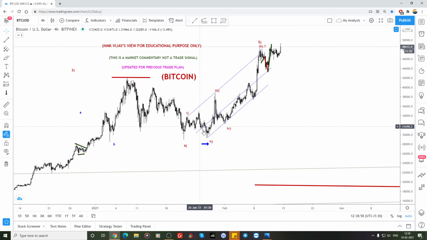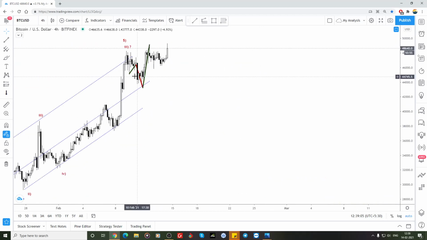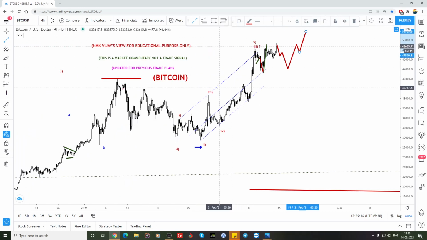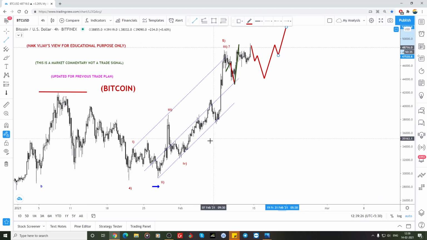Sometimes this could again be a diagonal triangle, meaning A B C is a 1, A B C as a 2, A B C as a 3, A B C as a 4, or the 4 is still in play. After that, one more three-wave structure will be ahead. So the whole thing, see, this is also well 1, 2, 3, 4, and 5. If it breaks the high, what I expected, this is a 1, 2, 3, 4, 5. So that is what I have explained here.